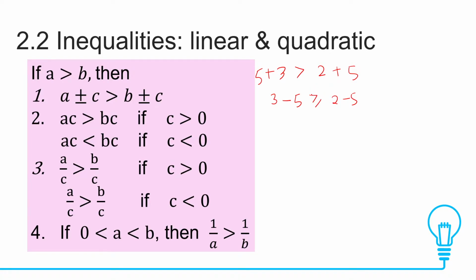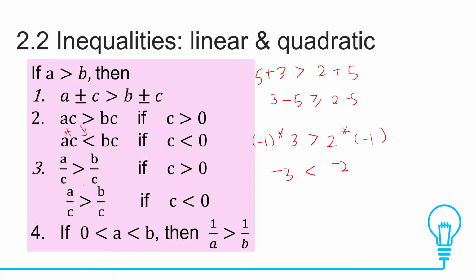But you need to pay extra attention if you want to multiply or divide. If the number is less than 0, the sign of the inequality will change. For example, we take the same example: 3 is greater than 2. If I multiply by negative 1, you can notice the right-hand side is negative 2 and the left-hand side is negative 3, so I need to change the sign; the inequality becomes smaller than.